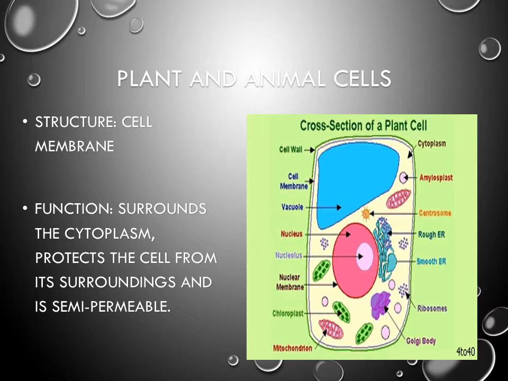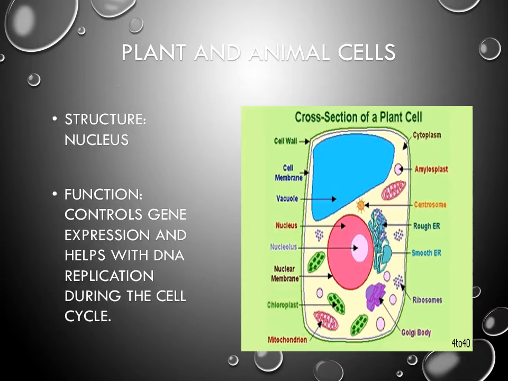The diagram is only of a plant cell. However, remember this is also in animal cells, and you can look back to your cell booklets for a visual reminder. Okay, the next structure that is part of both plant and animal cells is the nucleus.